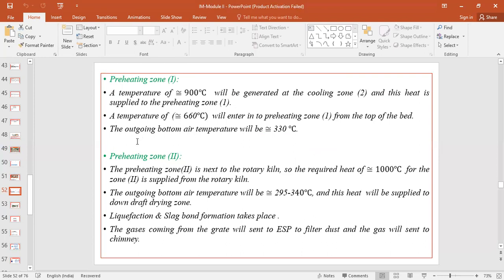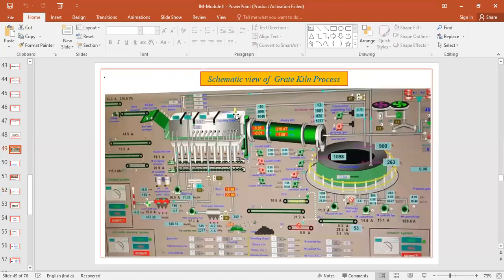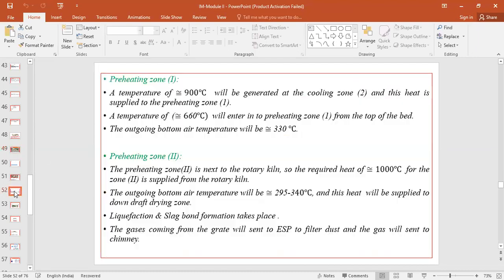Then followed by that, you have preheating zone 2. If you see in this particular picture, this preheating zone 2 is residing next to the kiln, at the inlet of the kiln. Here you can see in this picture the temperature is around 1040 or something like that. So directly this heat is supplied to the preheating zone 2 from the kiln itself directly.